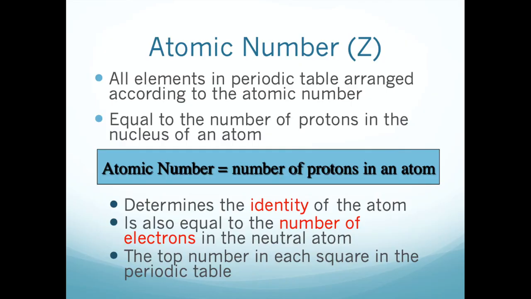So if you come across an atom with 6 protons, it's element number 6, it has to be carbon. You're never going to find an atom of carbon that doesn't have 6 protons. Likewise, if you find any atom that has 6 protons, it has to be a carbon atom. That's how we identify these elements. Okay, and that's where the atomic number comes in.